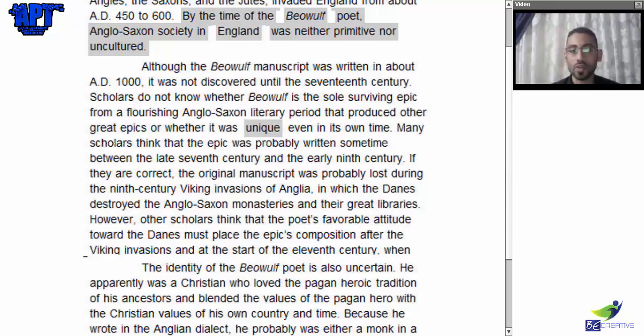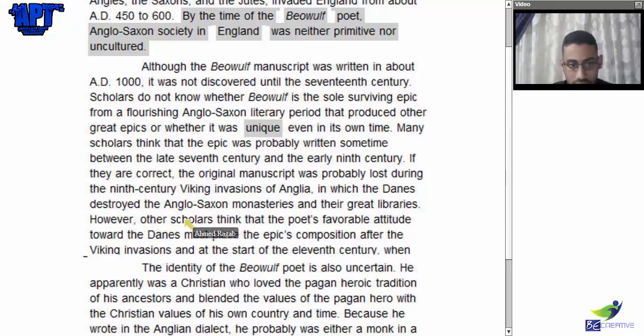Although the Beowulf manuscript was written in about 1000 AD, so what's AD? AD means after Christ. BC means before Christ, Jesus. AD is a shortcut for Anno Domini. Now, it was not discovered until the 17th century. So here he is also talking about the manuscript of Beowulf. Now, let's continue with the last sentence here.